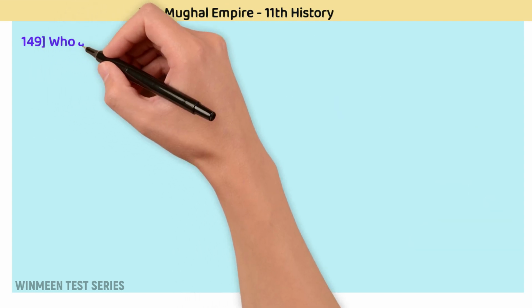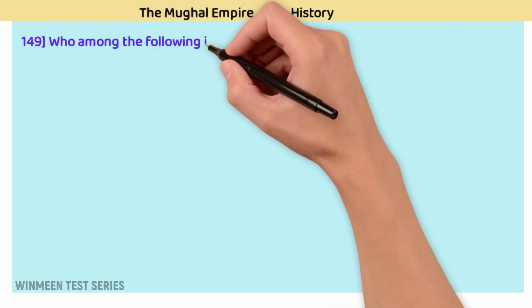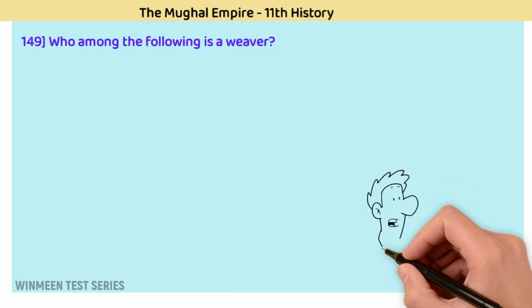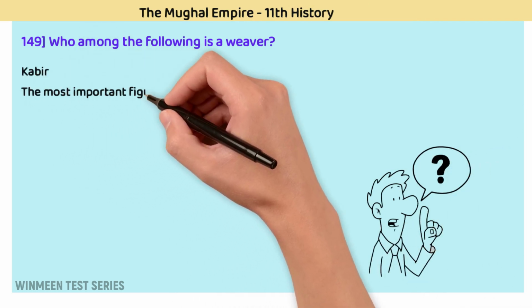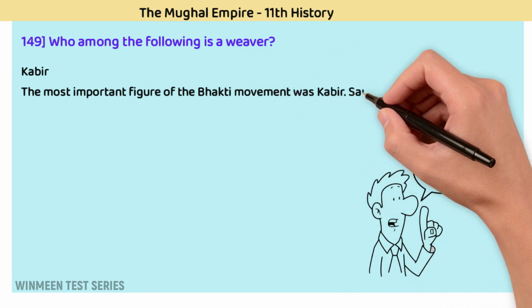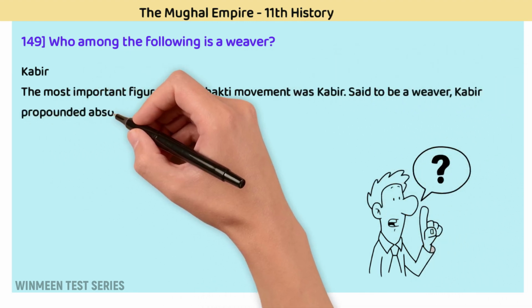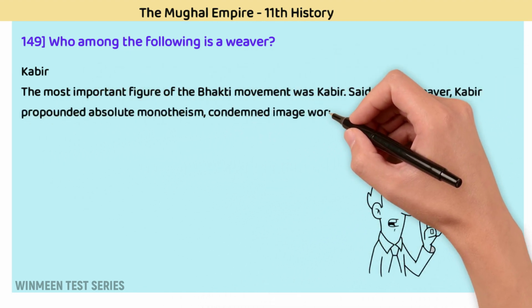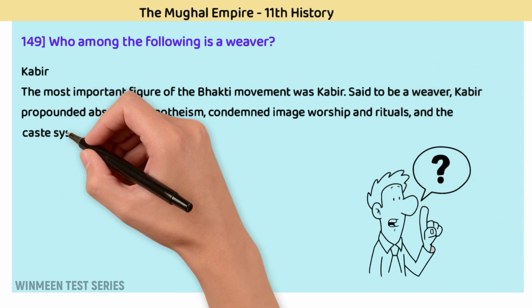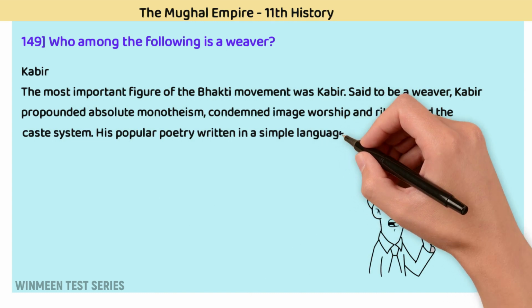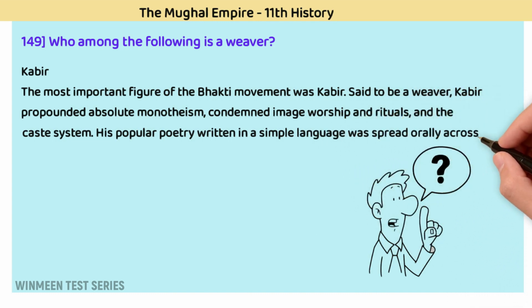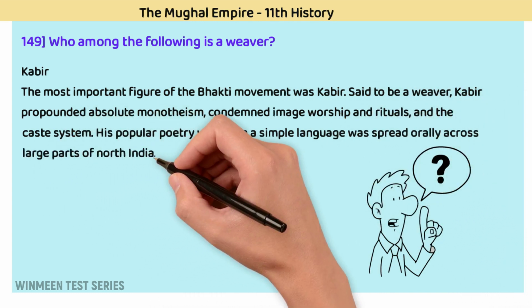Question number 149. Who among the following is a weaver? The answer is Kabir. The most important figure of the Bhakti movement was Kabir, said to be a weaver. Kabir propounded absolute monotheism, condemned image worship and rituals, and the caste system. His popular poetry, written in a simple language, was spread orally across large parts of North India.